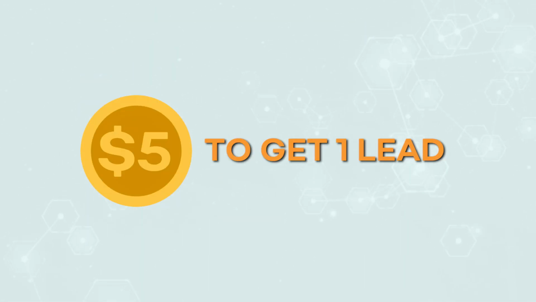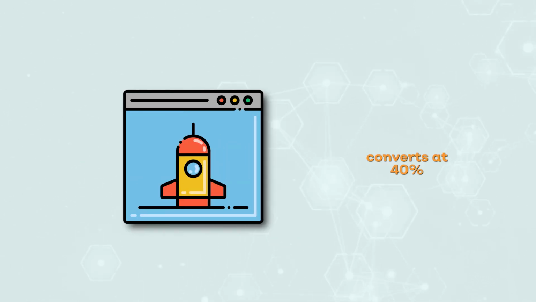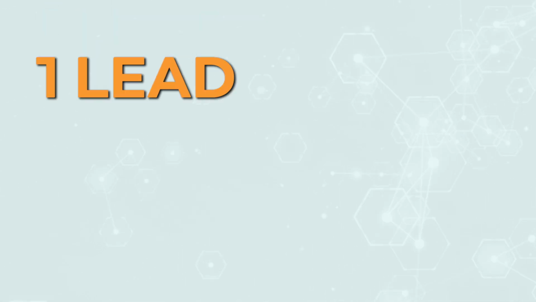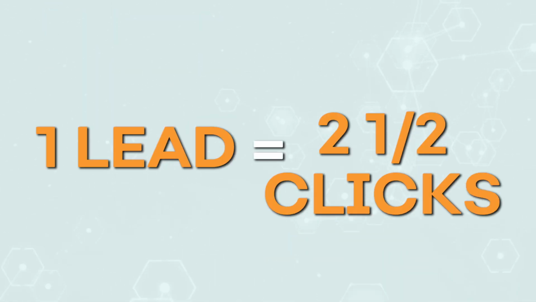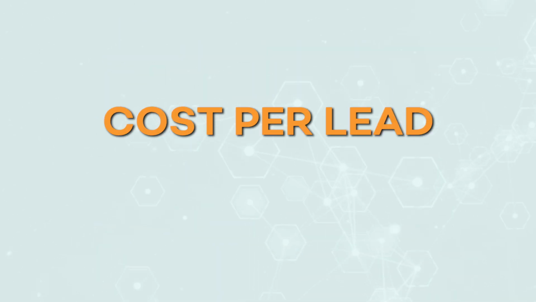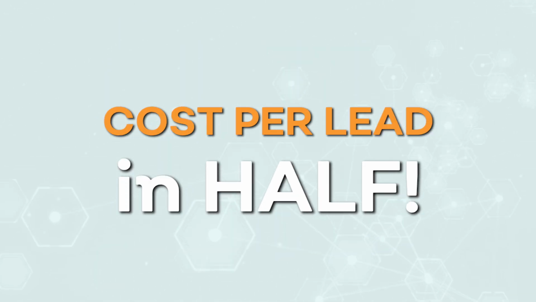in order to get 1 lead. Now, if we go and improve the conversion rate on that landing page and bring it up to 40%, which, yes, is very possible to do, then suddenly you're getting 1 lead for every 2.5 clicks, meaning your lead cost drops to $2.50. So you've effectively cut your cost per lead in half without touching your ads. Sounds pretty good, right? So let's take a look at exactly how you do it.